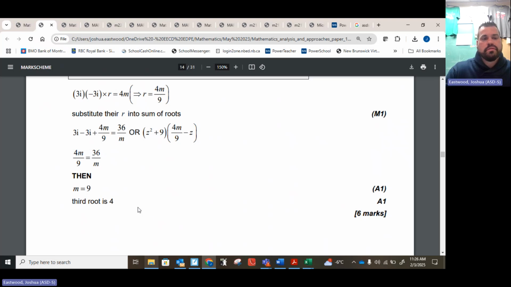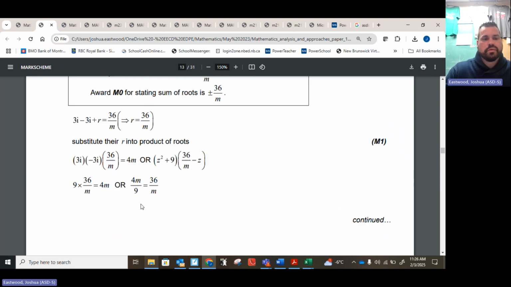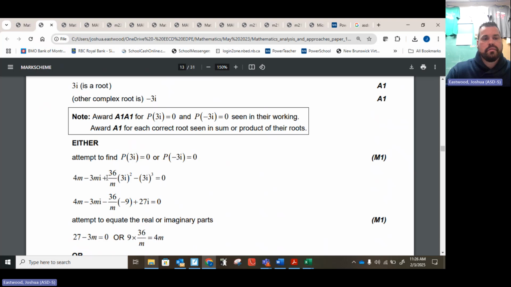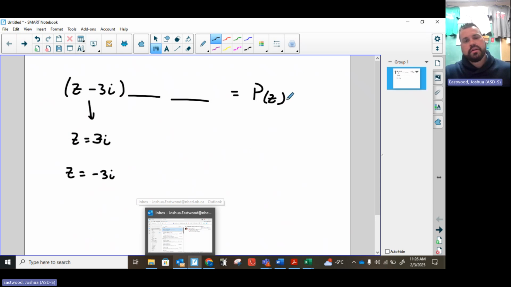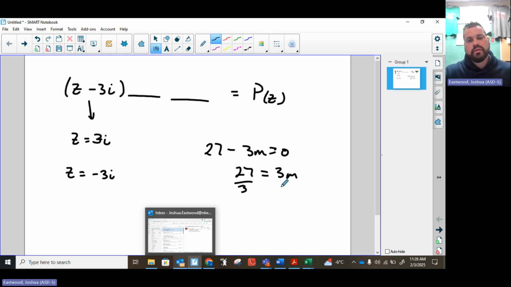There's a bunch of different methods here. That's why there's more stuff, so you'll see the word over a bunch of times. But the simplest way is just to say 27 minus 3m equals 0. If I know 27 minus 3m is equal to 0, that means 27 is equal to 3m. And that means that if we divide by 3, we get m to be 9.